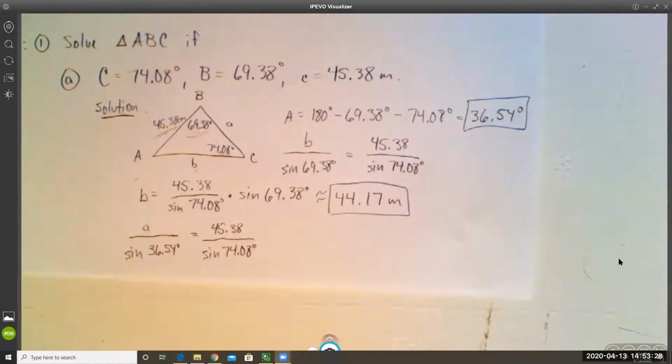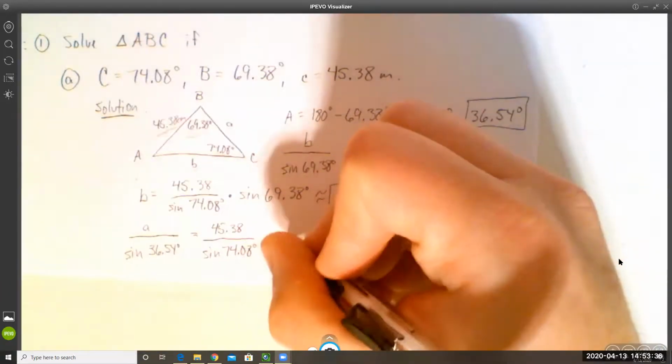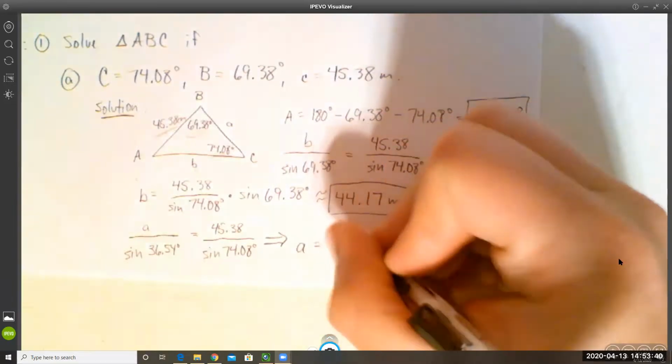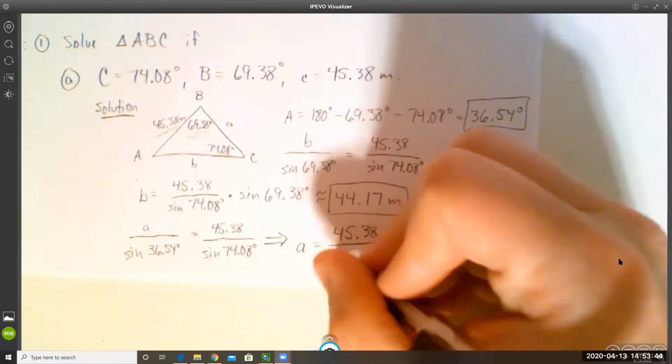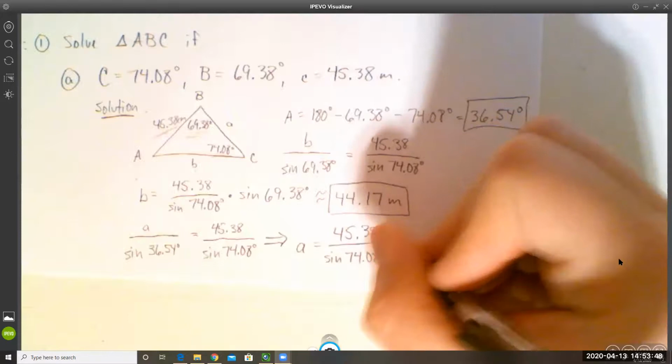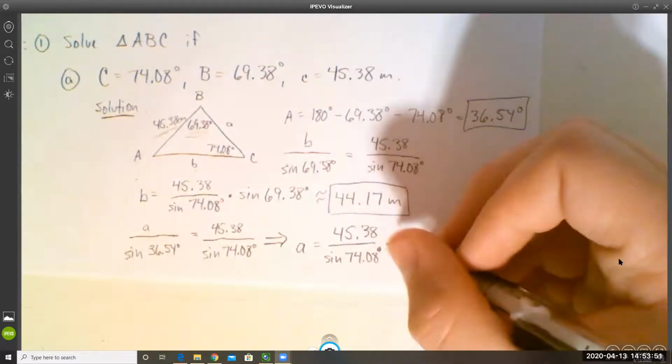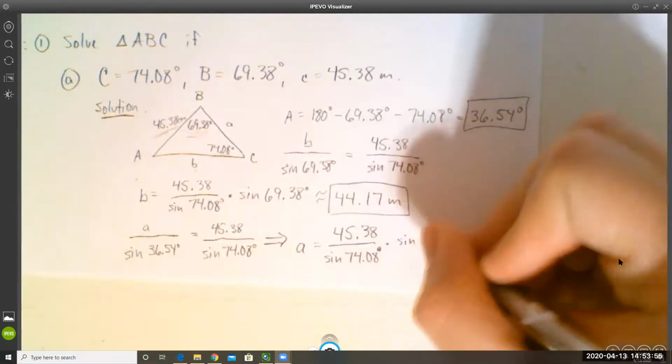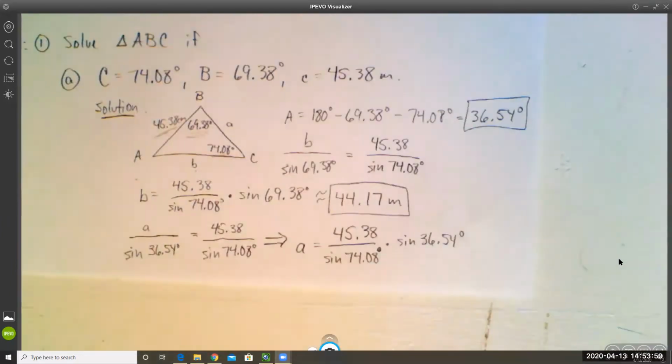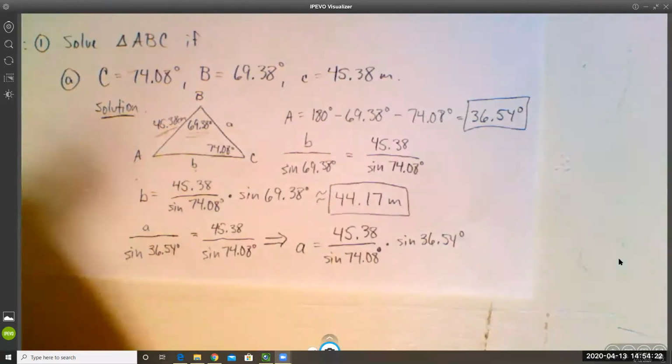And once again, we would solve for A by multiplying both sides by sine of 36.54 degrees. So A equals 45.38 over sine 74.08 degrees times sine 36.54 degrees. I'm just about out of room, but I think I can sneak it in there. Let's see how much this is. 45.38 divided by sine of 74.08 times sine of 36.54. That's about 28.10.